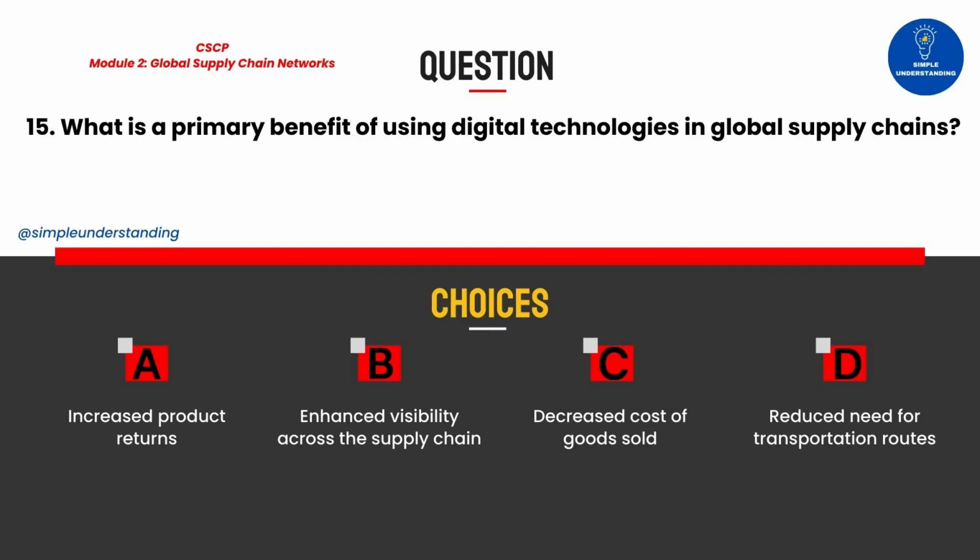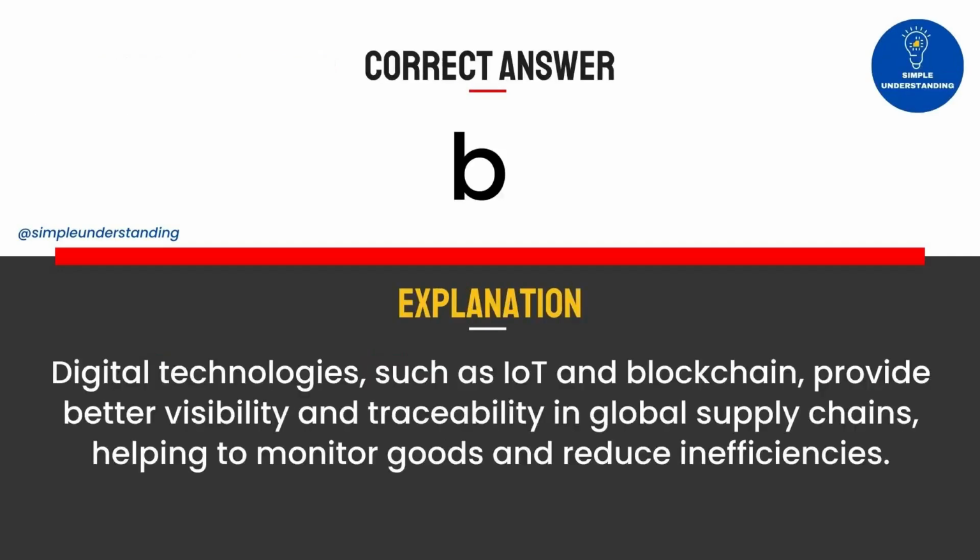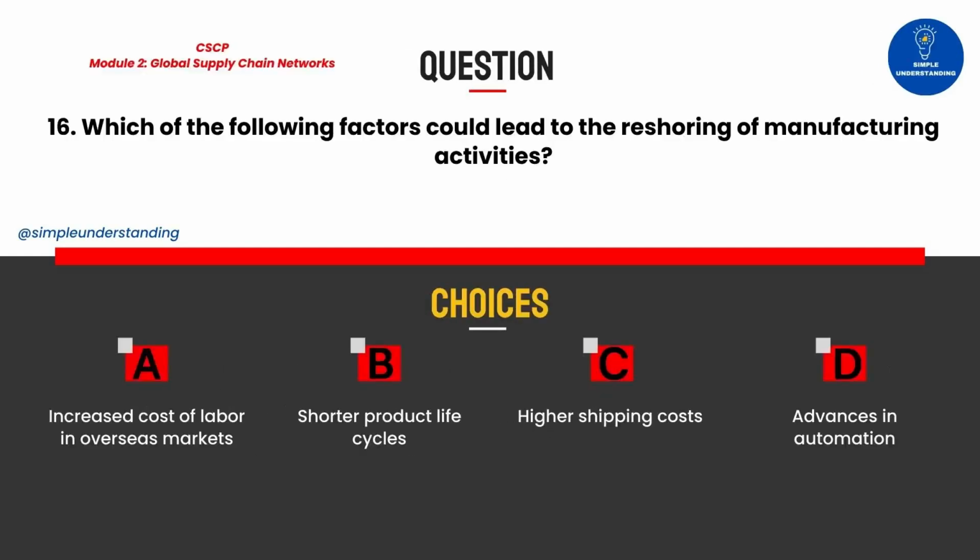A. Increased product returns. B. Enhanced visibility across the supply chain. C. Decreased cost of goods sold. D. Reduced need for transportation routes. Correct answer: B. Explanation: Digital technologies, such as IoT and blockchain, provide better visibility and traceability in global supply chains, helping to monitor goods and reduce inefficiencies. 16. Which of the following factors could lead to the reshoring of manufacturing activities?